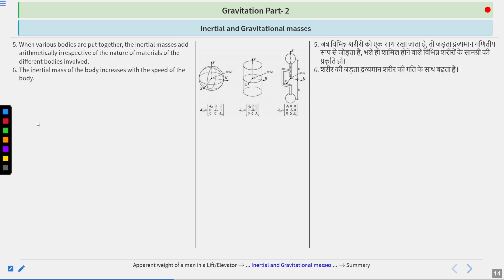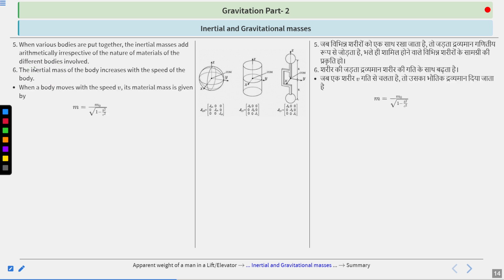The inertial mass of the body increases with the speed of the body. As the body increases its speed, automatically the inertial mass of the body will increase. When a body moves with speed v, its inertial mass is given by m equal to m0 divided by the square root of 1 minus v square by c square.